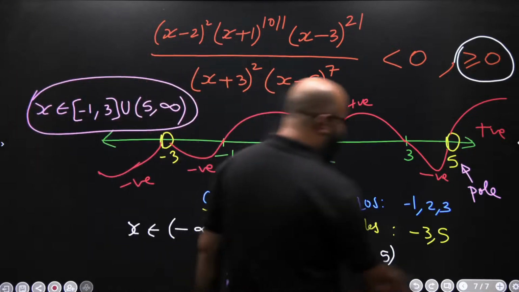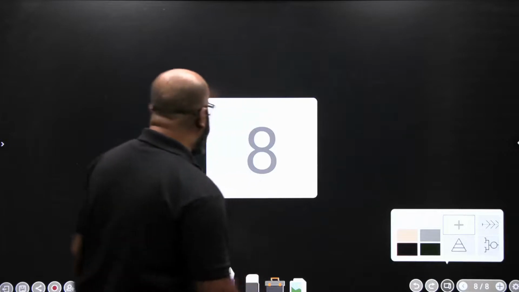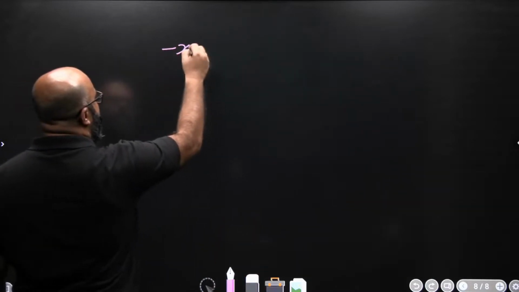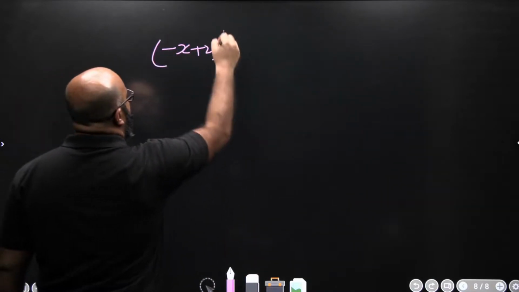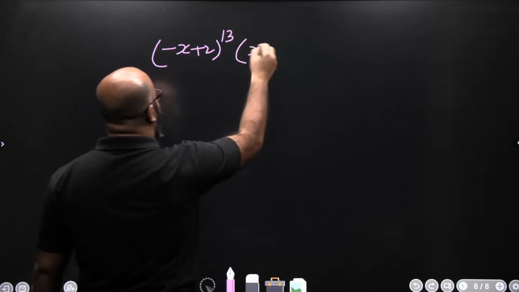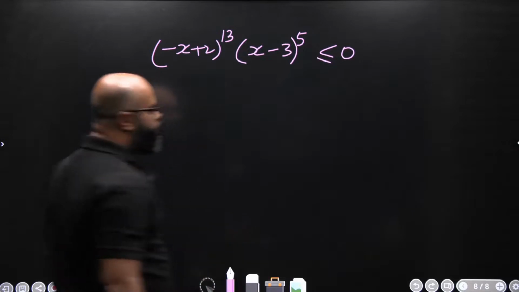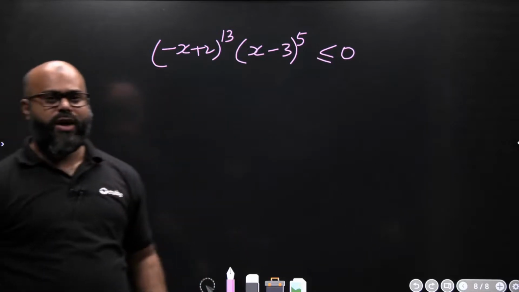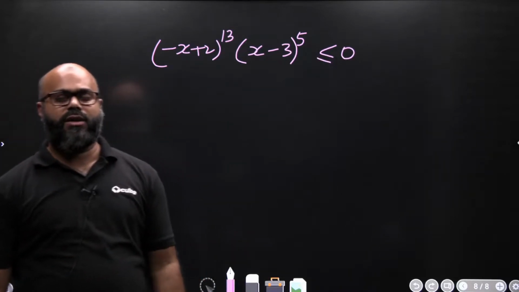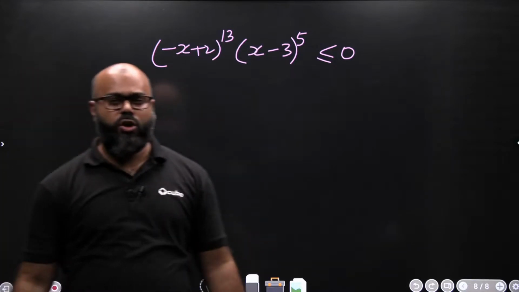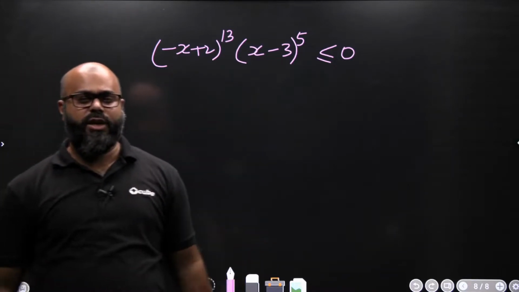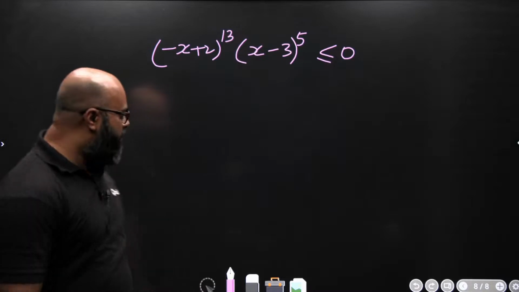Now if we talk about some changes here, for example, if it is (-x + 2) to the power 13 into (x - 3) to the power 5 is less than or equal to 0. You will now say, why so many questions have we done and now this simple question. So this is not a simple question, there is a little variation here. What is the variation? Can you identify the variation?